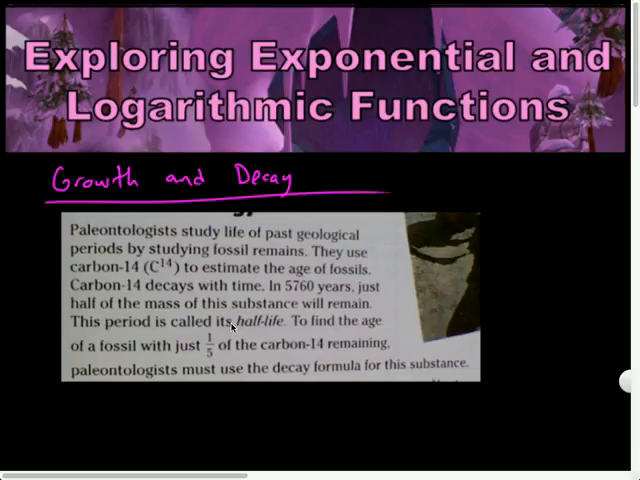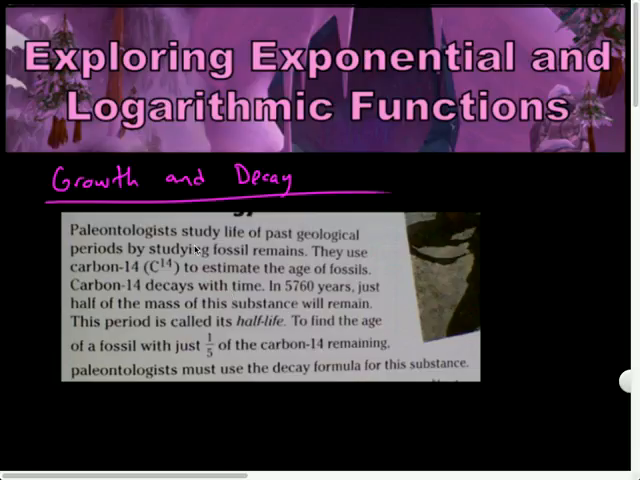Today we're looking at exponential growth and decay and being able to use logarithms to solve specifically for the t, the time component within those situations, because the t in exponential growth is typically always in the exponent. So here we've got a little story.